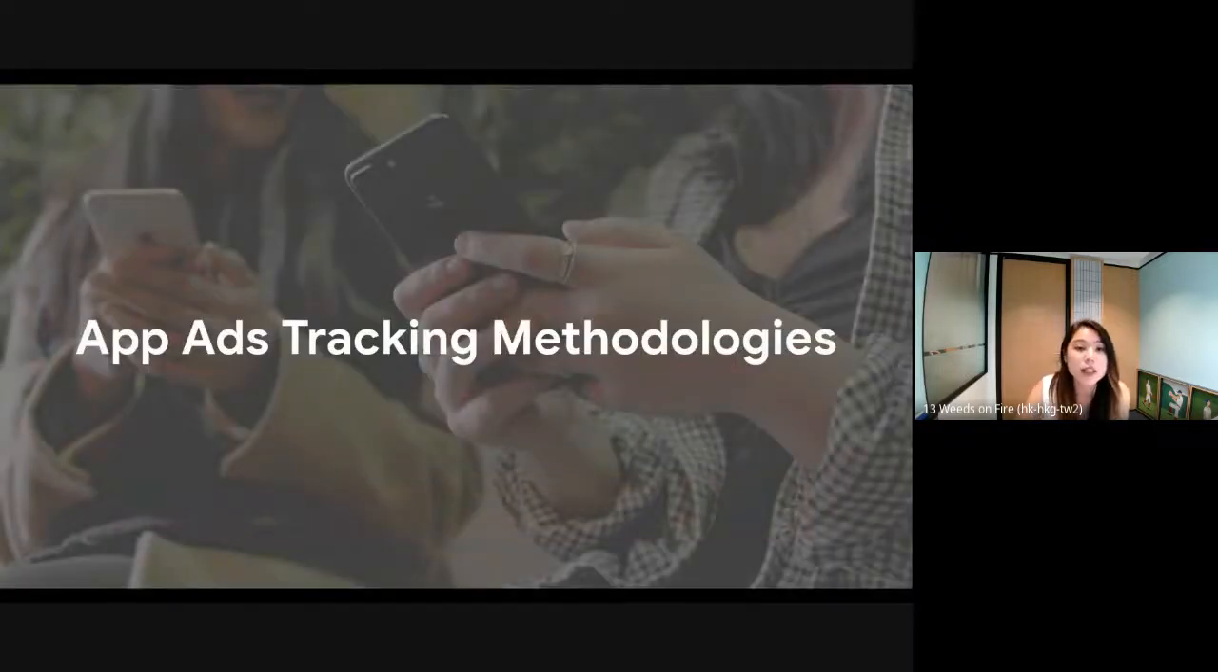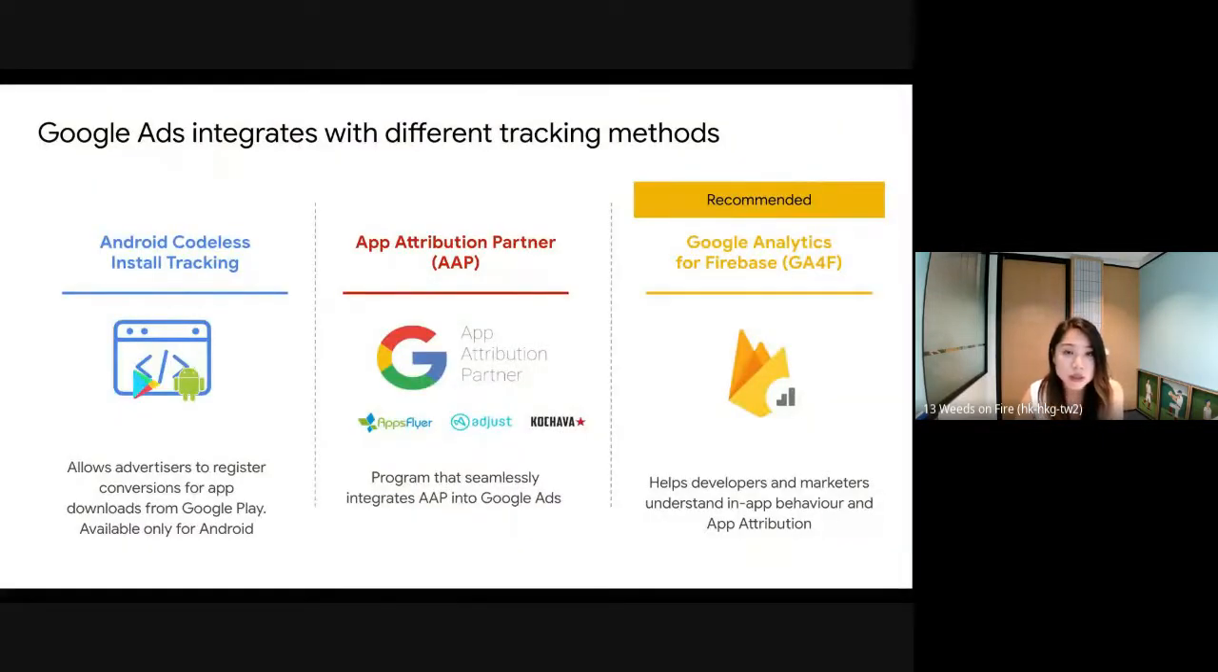So this really goes into the tracking methodologies for all of you. So just to have a little background, I know that there are different types of tracking methods. We can actually group them into 3 types. So the first type is called the Android codeless install tracking.